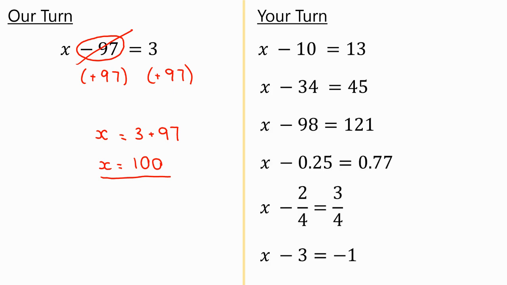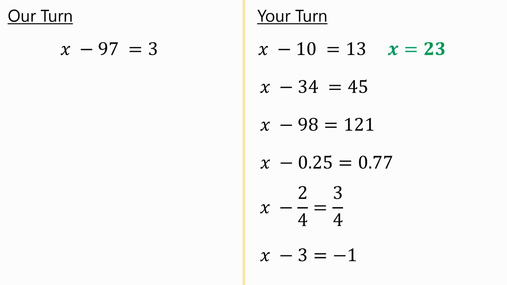There are 6 questions for you to have a go at. Just like our previous video, the first 3 are very similar to the ones that we've just done. And the second lot of 3, again, we use the same method, but they're slightly more difficult because they include decimals, fractions, and negative numbers. Let's see how well you did.